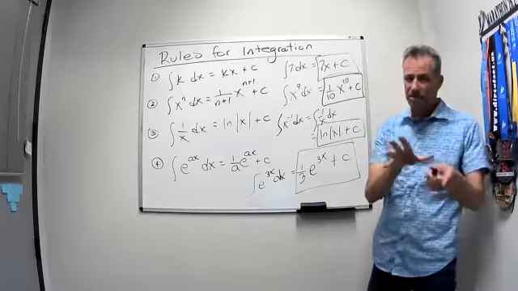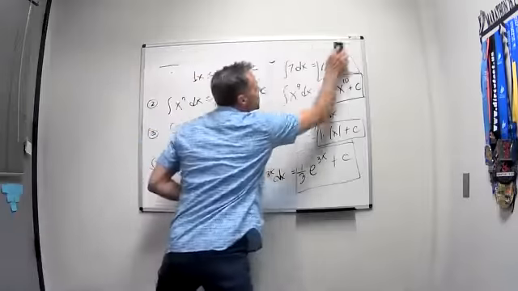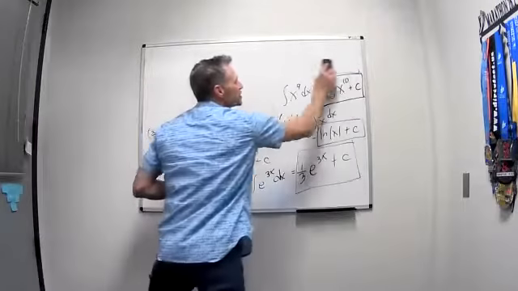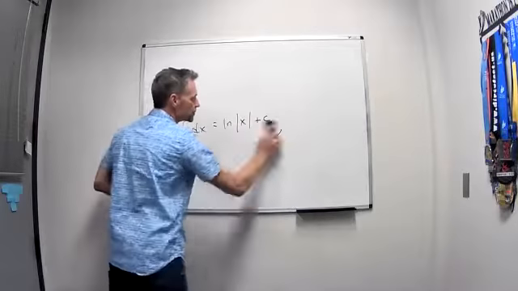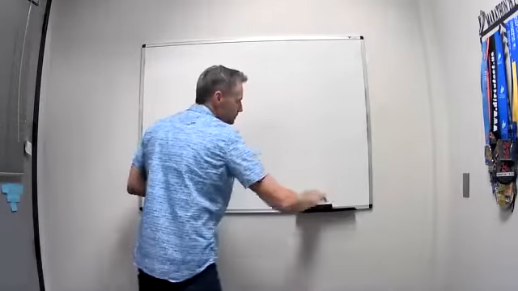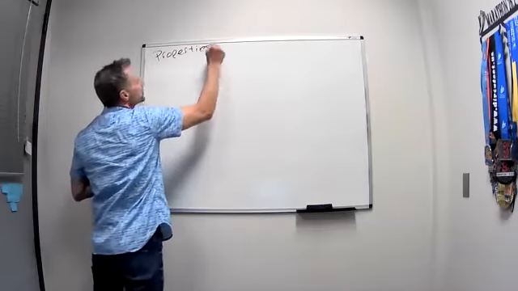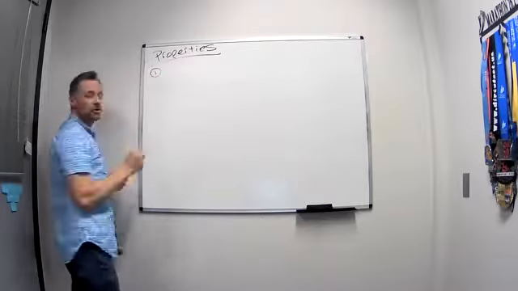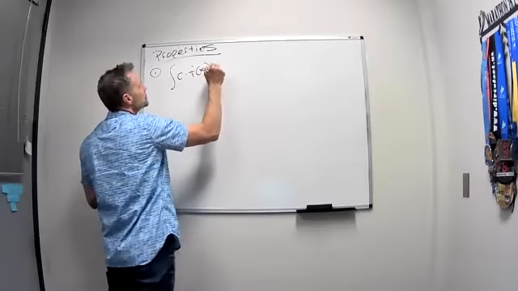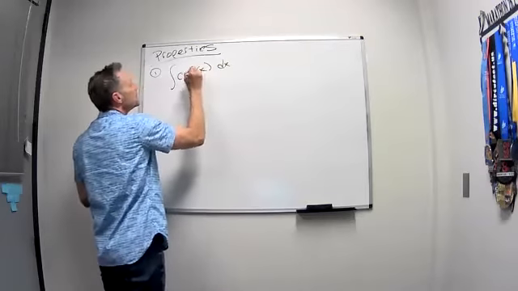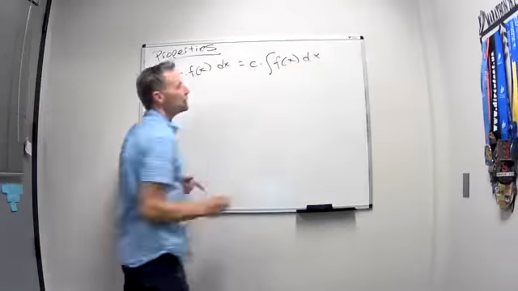Now there's a couple properties. Let me show you these in a couple of examples so you see them. So let's erase this. And we'll just say properties. I'll list 2 of them and I'll do an example of each one. The first one just says, if I've got the integral of a constant times a function, I can factor that constant out and just do the integral of the function.